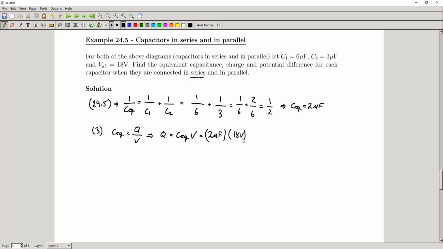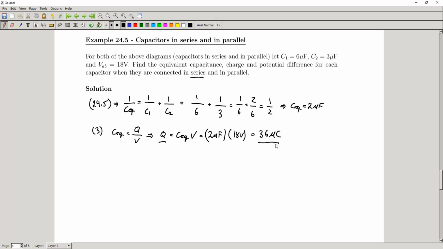volts, which is our potential difference. If you do that calculation and clean up your units, you're going to end up finding that this is 36 microcoulombs. Okay, and so that would be our Q on that single capacitor that we've now replaced both capacitors with. It needs this charge here. Okay, and now we want to see what.